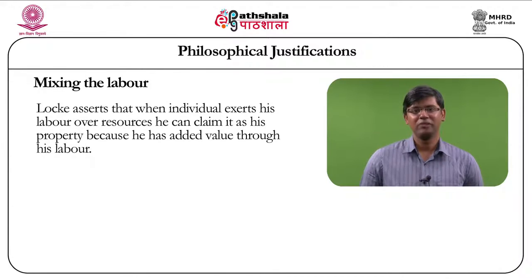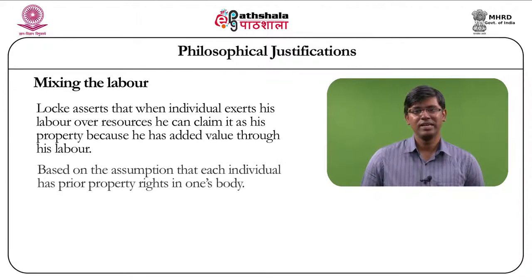Say, for instance, if an individual digs the ground, and while digging he manages to get gold, then according to Locke, that gold would become the property of the individual, because the individual was the one who used his labor to dig and find the gold, right? So Locke's version of this labor justification is based on the assumption that each individual has prior property rights in one's body, right? He says that every individual has a property right in one's own body.